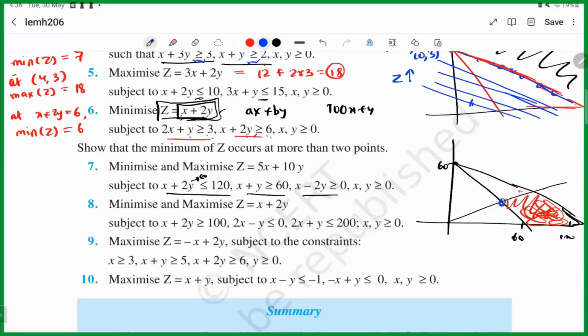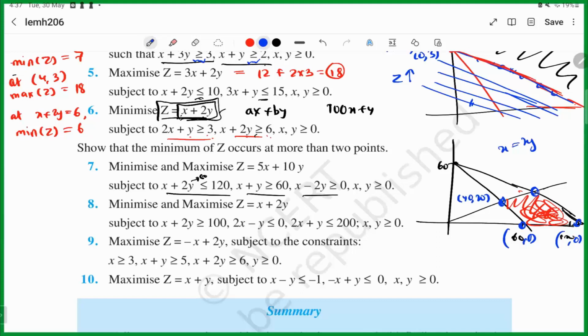So all the corner points are available to you here, and here. So I think it's just a matter of calculation. Now, this is 60, 0, this is 120, 0. These two points are x equal to 2y meeting with x plus y equal to 60. So you can substitute that: 2y plus y is 60. So y is equal to 20. So this is 40, 20.